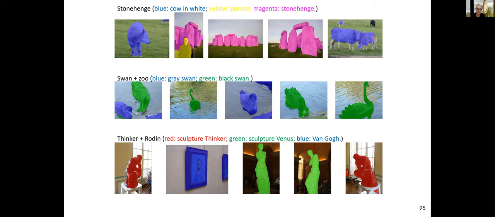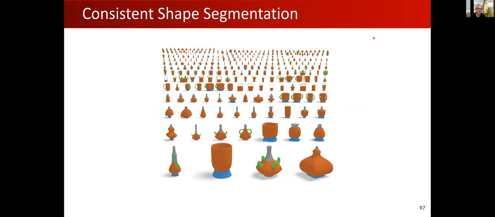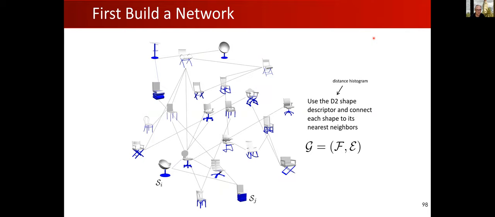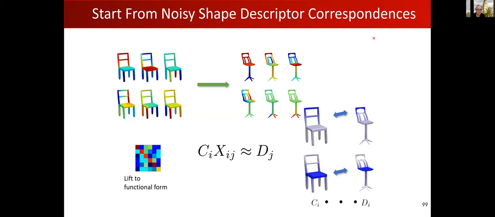Okay, let me finish by indicating how this works also in 3D. For example, here I show a co-segmentation of a whole bunch of vases into consistent parts. And again, we start by building a network based on some similarity metric. Here we use the distance list program descriptor. And then we start here with some noisy functional maps. I will not discuss how they are computed. You just start with some traditional mapping method and then lift it to functional space.